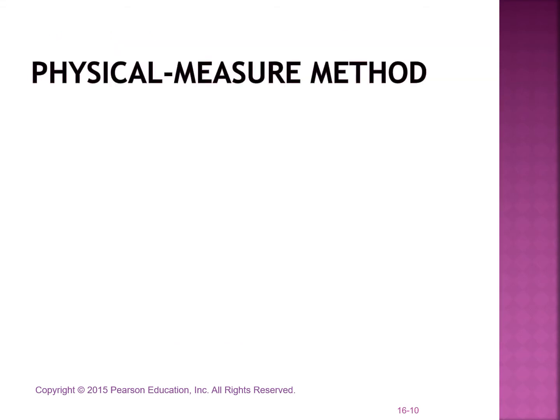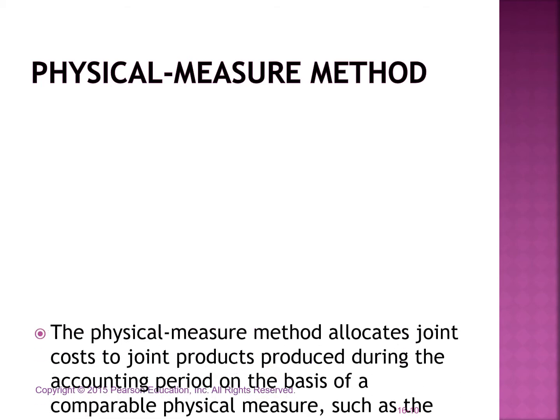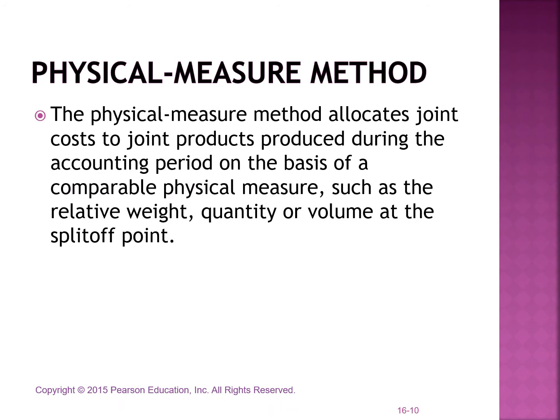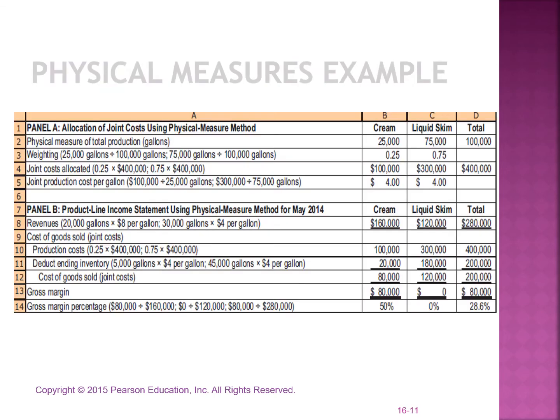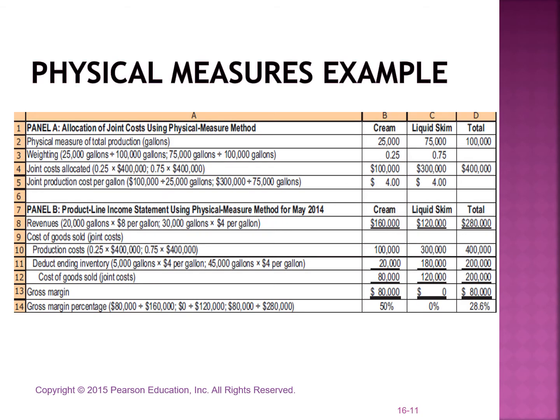Very good. The second method is the physical measure method, and this is very obvious. The physical measure method allocates the joint cost to joint products produced during the accounting period on the basis of comparable physical measures, such as relative weight, quantity, or volume at the split-off point. Let's go for the numerical example.